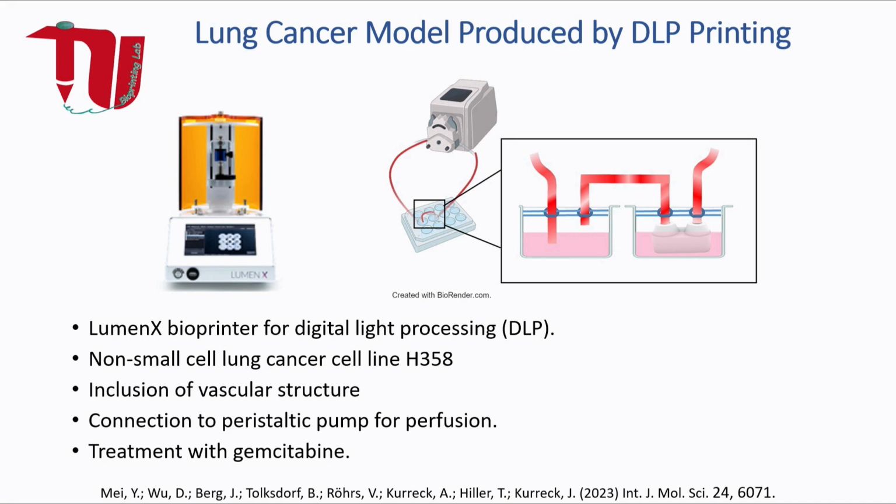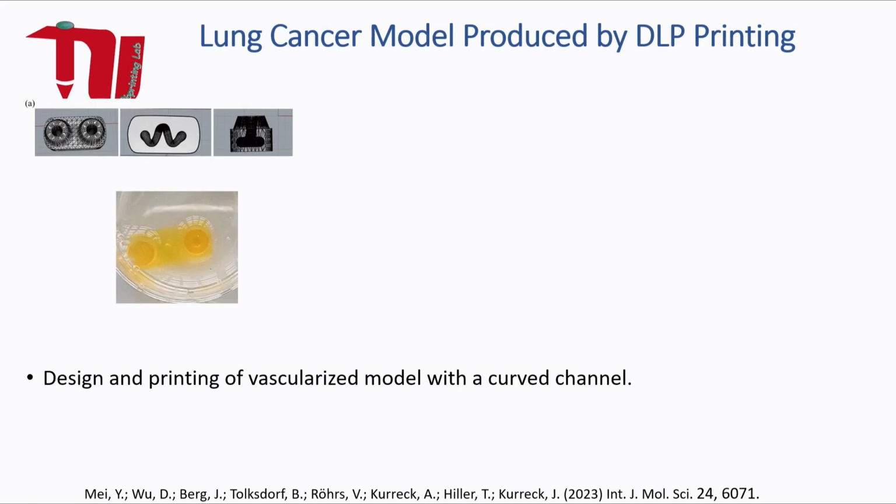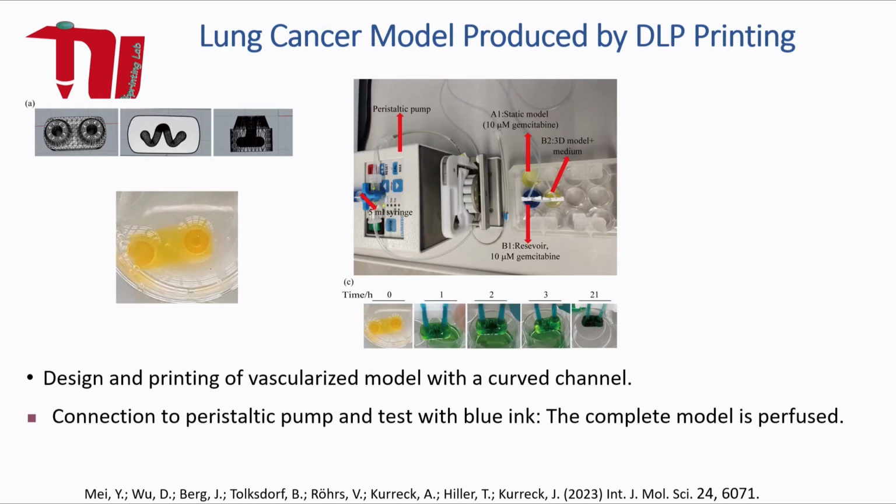And in our first story, we printed a lung cancer model, and we had a vascular channel in this lung cancer model. It was produced by digital light processing, and we connected the model to a peristaltic pump and pumped the media through this model. So here you see the design of the model and the printed model. Here you see the real setup.